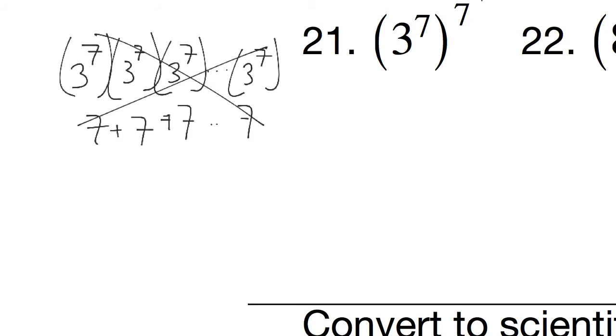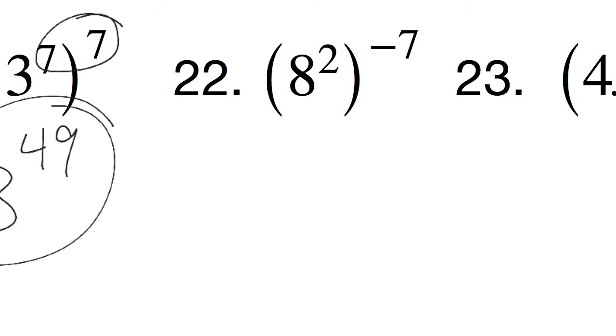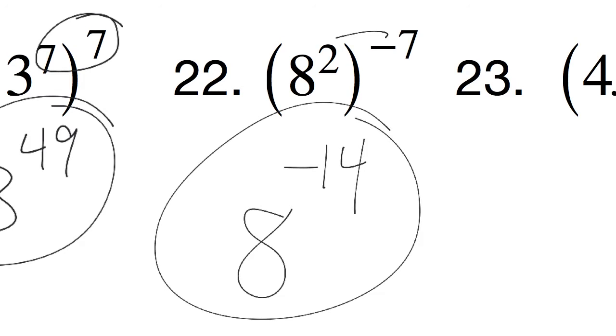Let's multiply these. 7 times 7, which is 49. 3 to the 49th. Multiply 2 times negative 7 is negative 14. So the answer is 8 to the negative 14th.